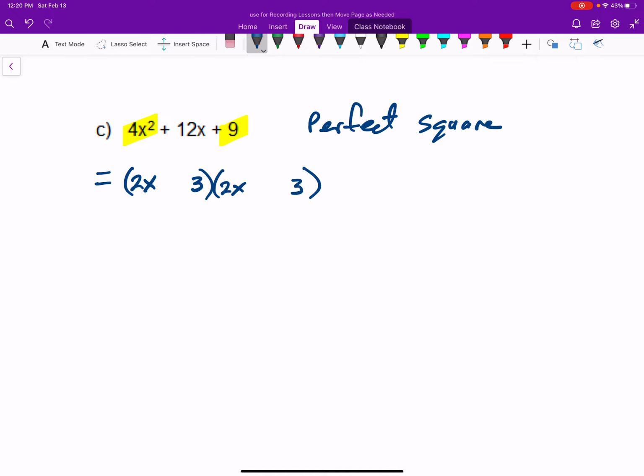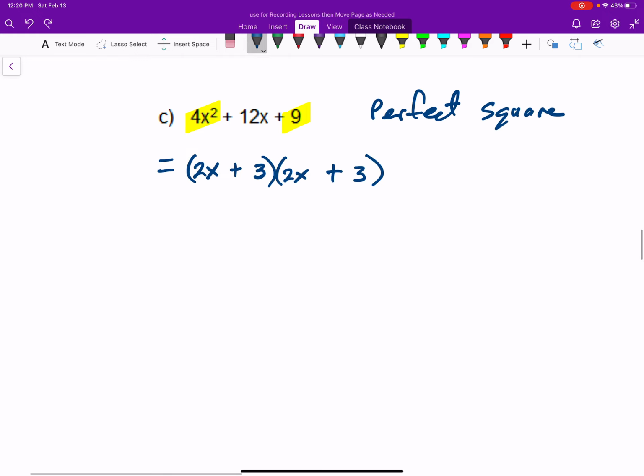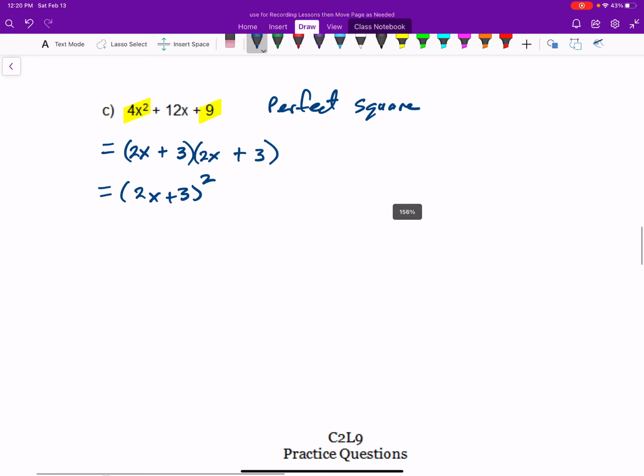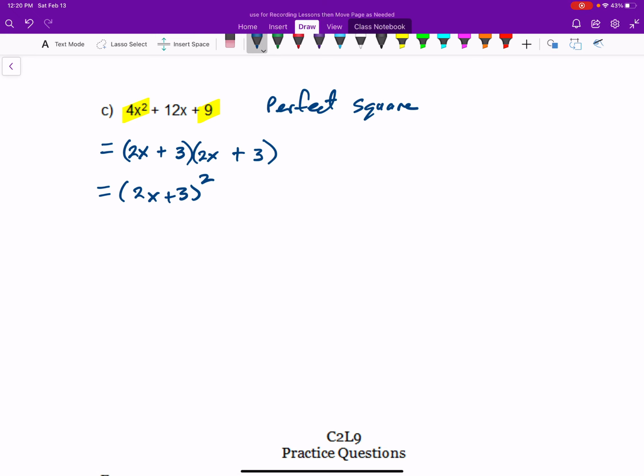Then I'll take the sign of this middle term. Since this is positive, that means that both of these have to be positive. If this could be exactly the same except have a negative in the middle, then each of these would be negative. They're both going to be exactly the same, but it just depends on what the sign of the middle term is. So I got two terms exactly the same. I can write it as 2x plus 3 all squared since they're exactly the same. So a perfect square trinomial always gets you two of the exact same factors, and again, you recognize it the way I just explained.